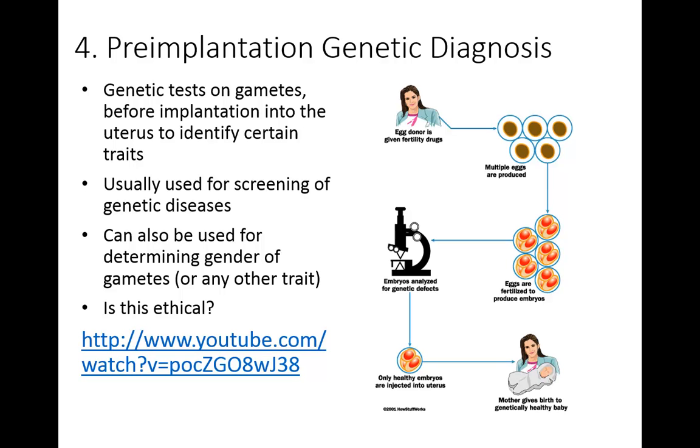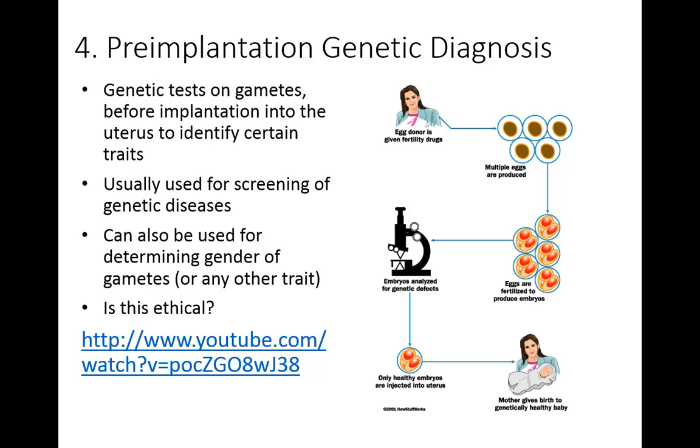Another procedure is called pre-implantation genetic diagnosis, and this is kind of a cool technique. Basically, in in vitro fertilization, they take eggs and they take sperm and they fertilize them outside the womb, and then they take one cell out of the developing embryo and they do a genetic analysis of it, and then they can tell the parents which of these embryos they would like to implant back into the uterus.